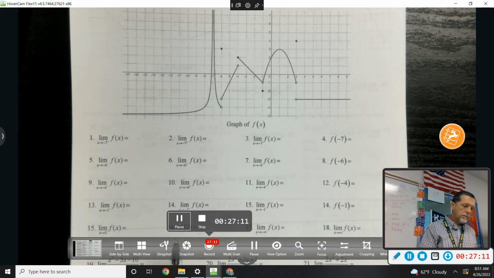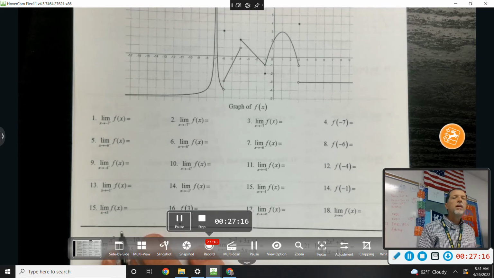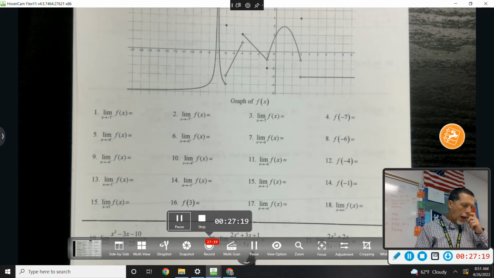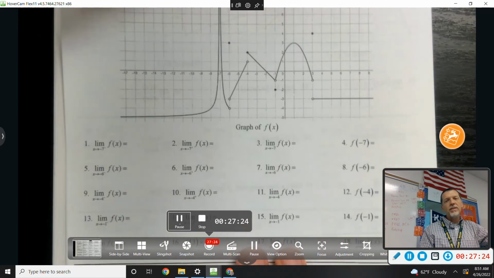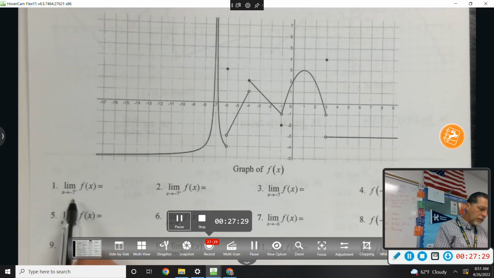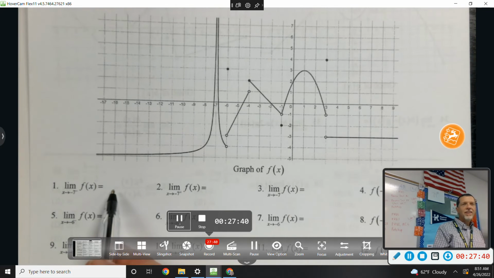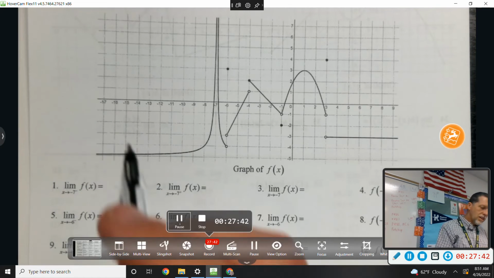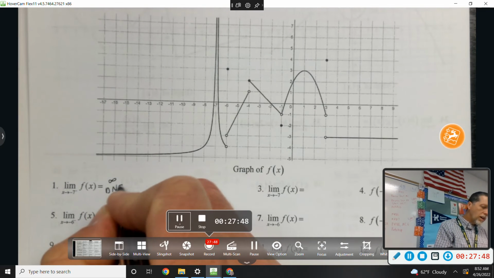On the questions where the answer is infinity or negative infinity, that's always D. Okay, let's do number 1 through 4 because it'll answer that question about D and E. So limit as x approaches -7 from the left, what would your answer be here? Well, it's not negative infinity because it's going up. So I would accept either one of those.